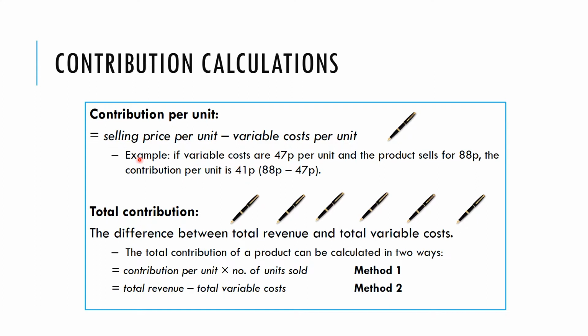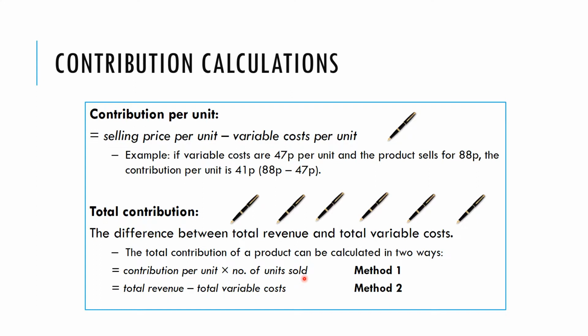Now we would hope in our business selling pens that we sell more than just one pen. In fact, we'd hope we sell a lot of pens. So how can we work out the total contribution? How much money has been generated from all of the pens that we sell? Well, there are two approaches here to calculating the total contribution. The first method is to say, well, what was the contribution per item or per unit? In our example, it was 41p. And we can multiply that by how many units have been sold. And that would give us the total amount of money that has been contributed before paying off fixed costs.